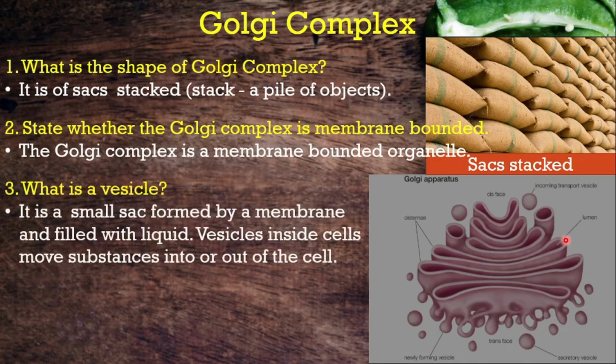What is a vesicle? It is a small sac formed by membrane and filled with liquid. Vesicles inside cells move substances into or out of the cell. As I told you, this is Golgi complex, and as you can see here, these are small sacs, and they already have liquid inside. What they do, they just take the liquid, different substances in the sac, in a vesicle, into the cell or out of the cell.